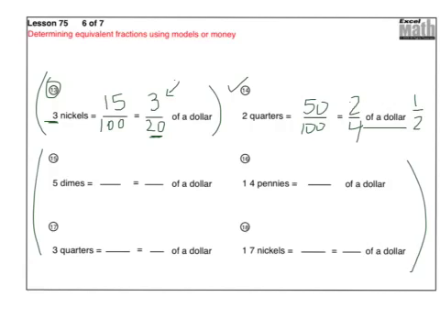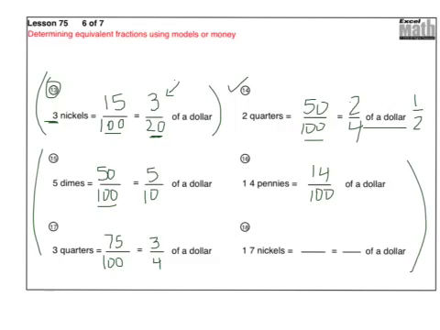So 5 dimes is how much money? That's 50 cents, right? Easy. Out of 100 cents that makes a dollar, which is the same thing as 5 dimes out of the 10 dimes that make up the dollar. How about pennies? That would be 14 cents out of the 100 cents that makes a dollar. Do you notice that all of these are 100? Because it's 100 cents in a dollar. Okay, 3/4 is equal to 75 cents out of the 100 cents that makes a dollar, or 3 out of the 4/4 that it takes to make a dollar.